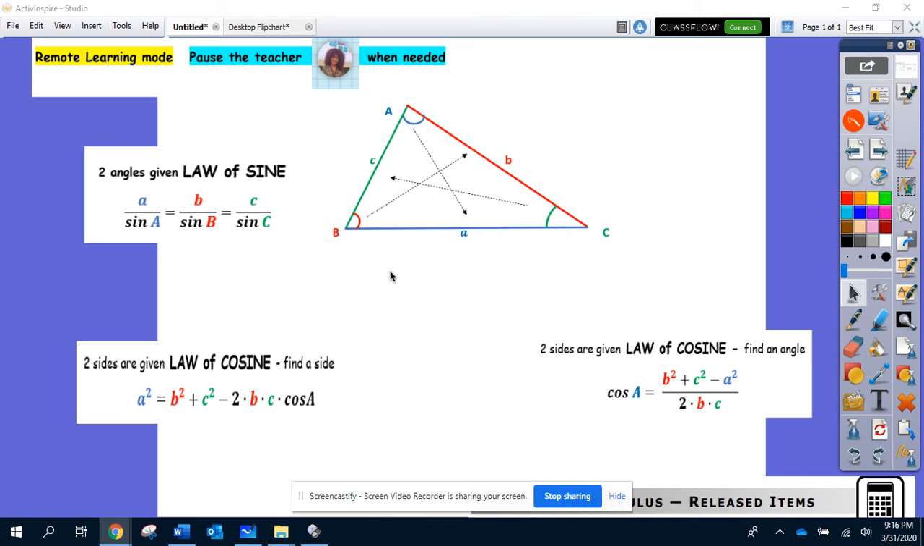So these are the theorems, but it will be more interesting to see how we solve problems with these theorems. I hope that you got an idea about how and when to apply the law of sine and cosine.